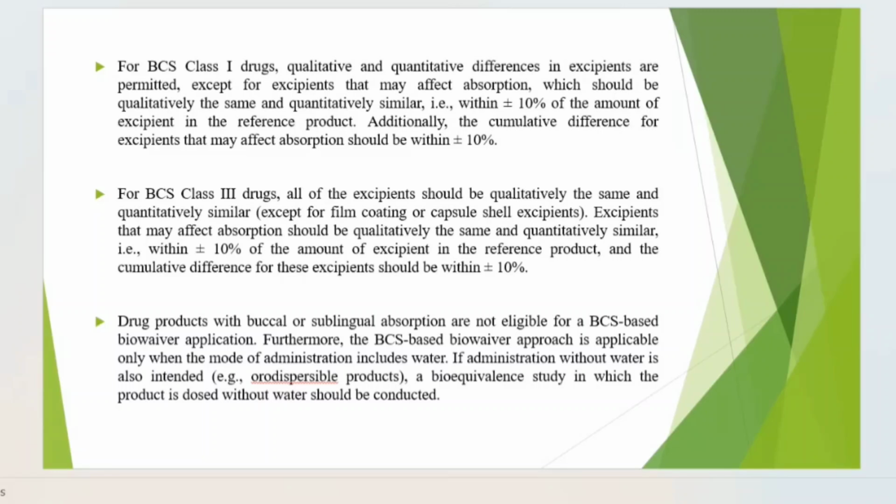For BCS class 3 drugs, all of the excipients should be qualitatively the same and quantitatively similar, except for film coating or capsule shell excipients. Excipients that may affect absorption should be qualitatively the same and quantitatively similar, that is within plus or minus 10% of the amount of excipient in the reference product, and the cumulative difference for these excipients should be within plus or minus 10%. So in this way, for BCS class 3 drugs also, the cumulative difference should not be more than 10%.